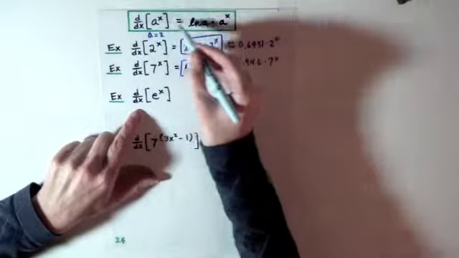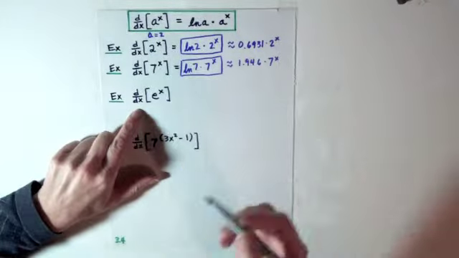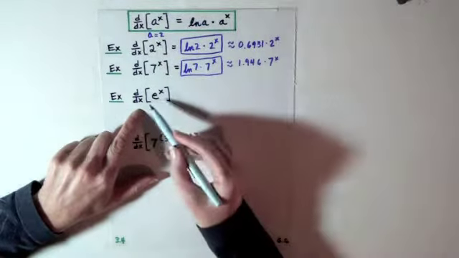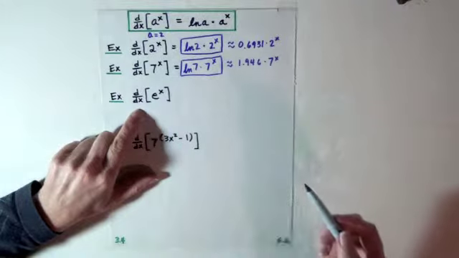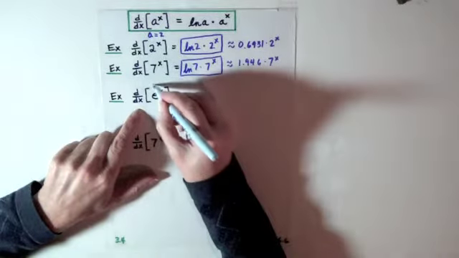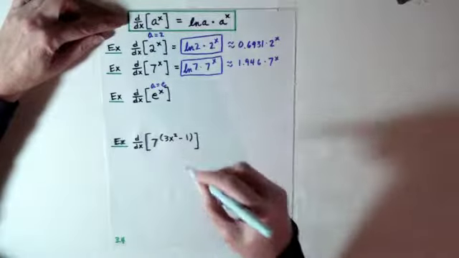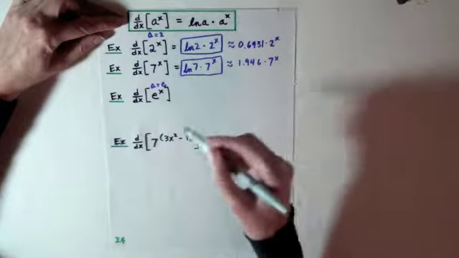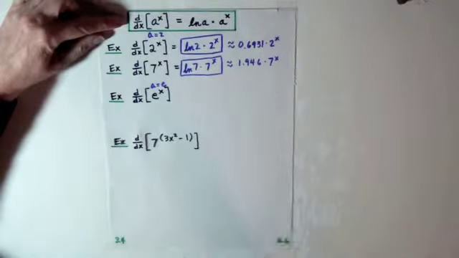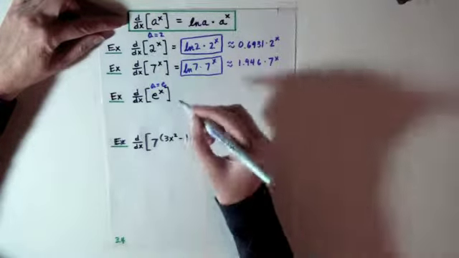Let's try this formula on e to the x. We know that the derivative of e to the x should be e to the x. So I'm going to think of a as being e in my formula up here, and double check that it works for what we know the derivative of e to the x should be.